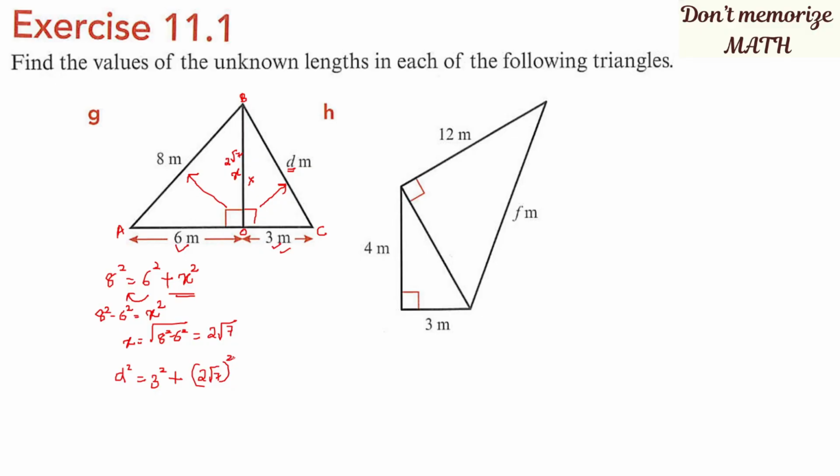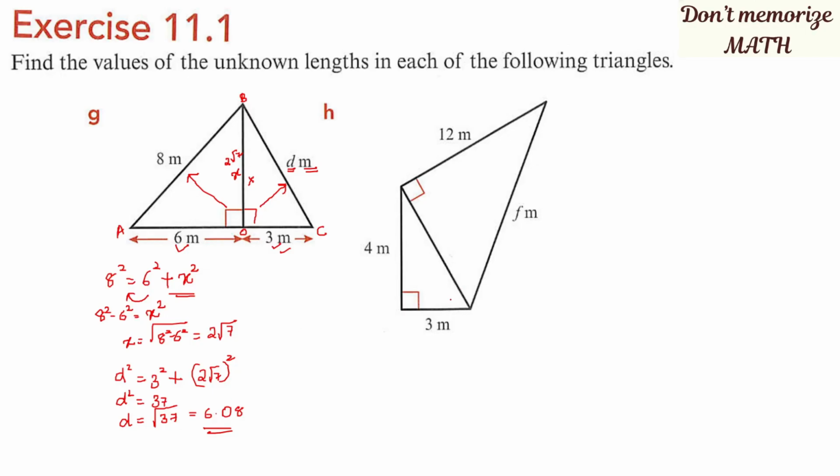So check the calculator. 2 root 7 square plus 3 square will get 37. So D square equal to 37. So D is equal to square root of 37. Check the calculator. Square root of 37 is 6.08. So round and write it in three significant figures. So 6.08 meter. This side length, BC length is 6.08 meter. Here D value, no need to write the unit, because here already they have given the meter. That's why I'm not writing meter here.